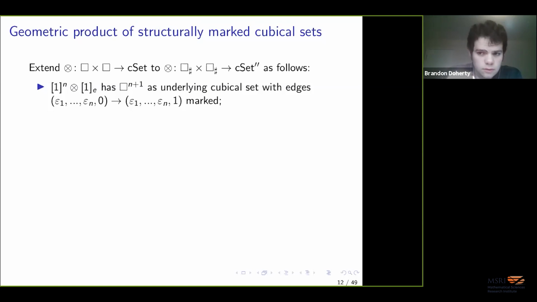To define 1^n tensor 1_e, we take the underlying cubical set of that to be box n plus 1, representable at n plus 1, the standard n plus 1 cube. And the marked edges of that we take to be those that go from 0 to 1 in the last coordinate, with all the other coordinates fixed. So we just have a unique marking on each of those edges.